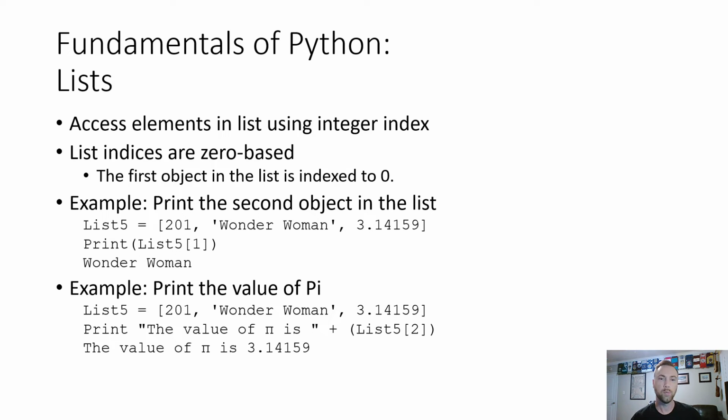Another example here, print the value of pi. So we see there our third value is actually index number 2. So print "the value of pi is " plus list 5, that's our variable, or our list rather, and index to item number 2. So the value of pi is 3.14159, etc., etc., etc.